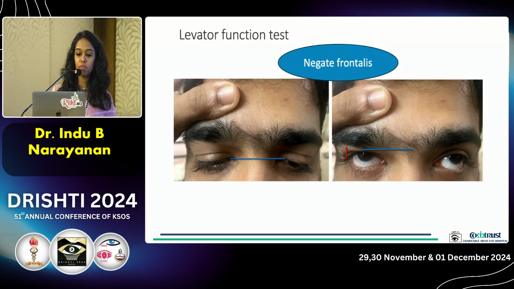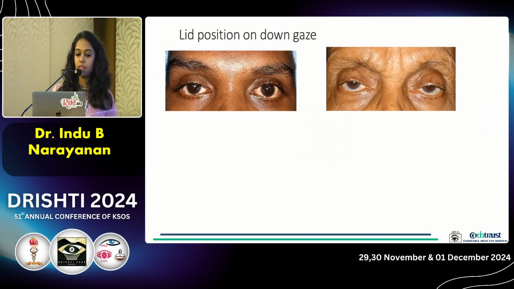The very important point is that you always negate the frontalis. This is how we grade it. Less than 4 is poor, 5 to 11 fair, 12 to 14 is good, 15 to 18 is normal, and more than 18 is excellent. So, the importance of lid position on down gaze.